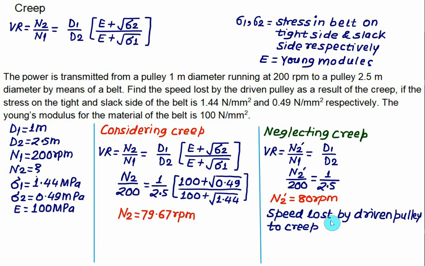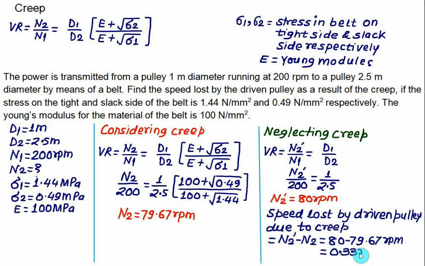So the speed loss by the driven pulley due to creep is nothing but N2 prime minus N2, which is equal to 80 minus 79.67 rpm. So you will get a decrease in the speed equal to 0.33 rpm.